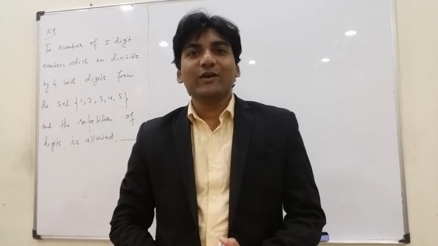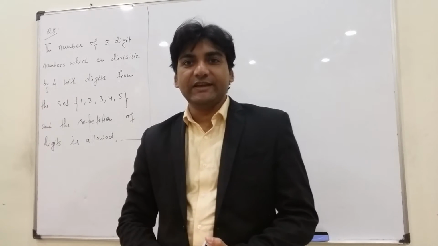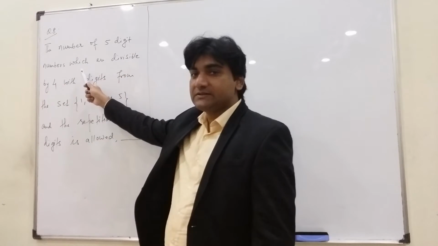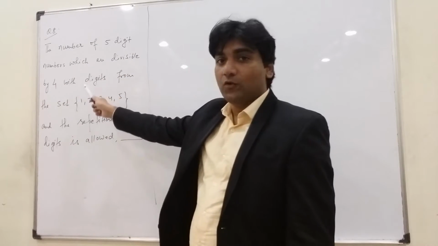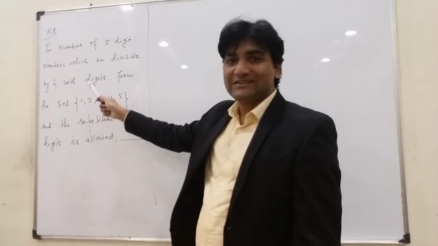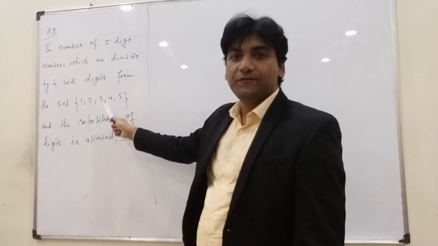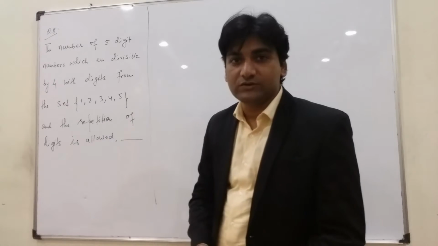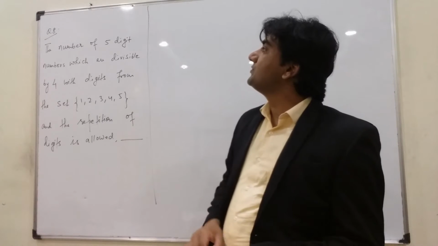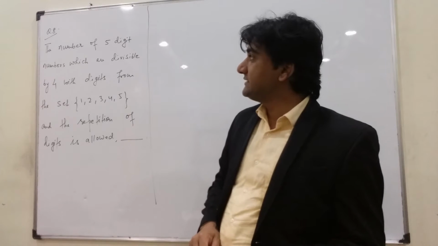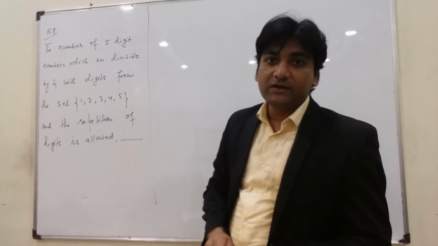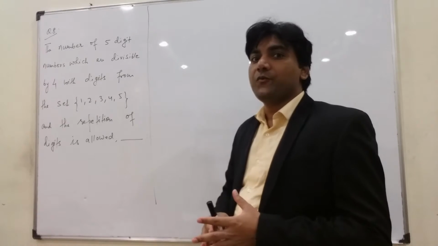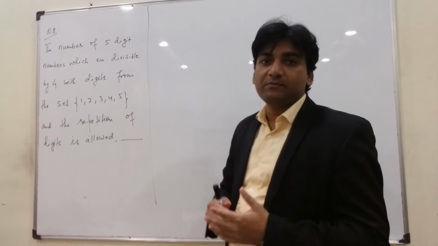Okay, so now we are going to solve question number 8, JEE Advanced 2018. The number of 5-digit numbers which are divisible by 4 with digits from the set 1, 2, 3, 4 and 5, and the repetition of digits is allowed. So here we need to form 5-digit numbers which are divisible by 4. So now we will remember those properties where numbers are divisible by 4.